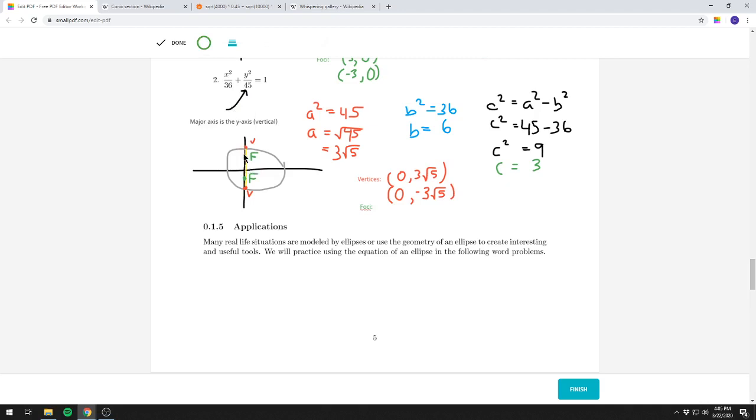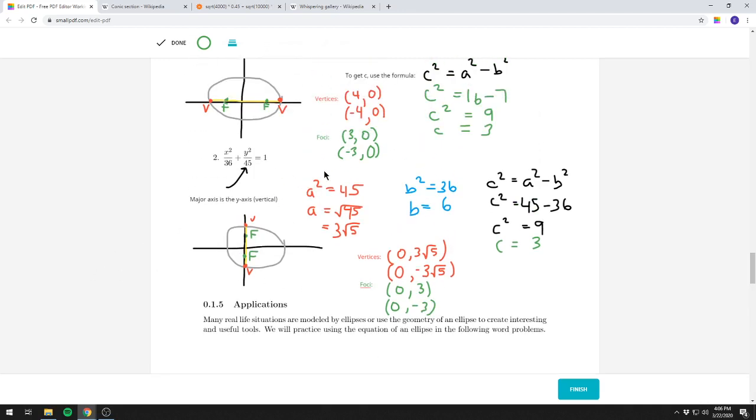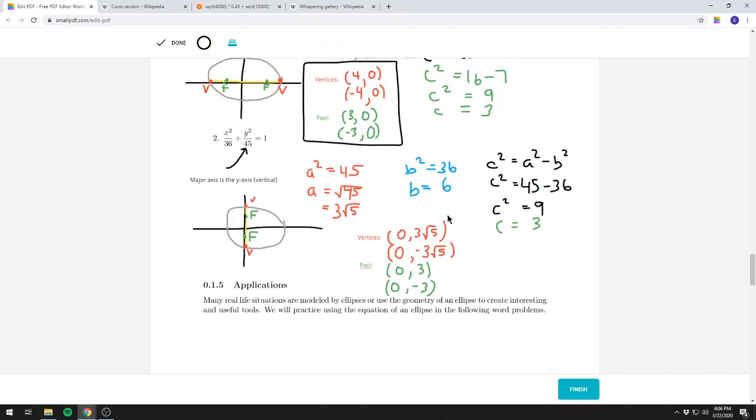And the foci, c is 3. We got one up at the top, 0, comma 3. And we got one at the bottom, 0, comma negative 3. But once again, that's really all there is to it. For all the problems that aren't word problems, it's just practicing the formulas, getting used to everything.